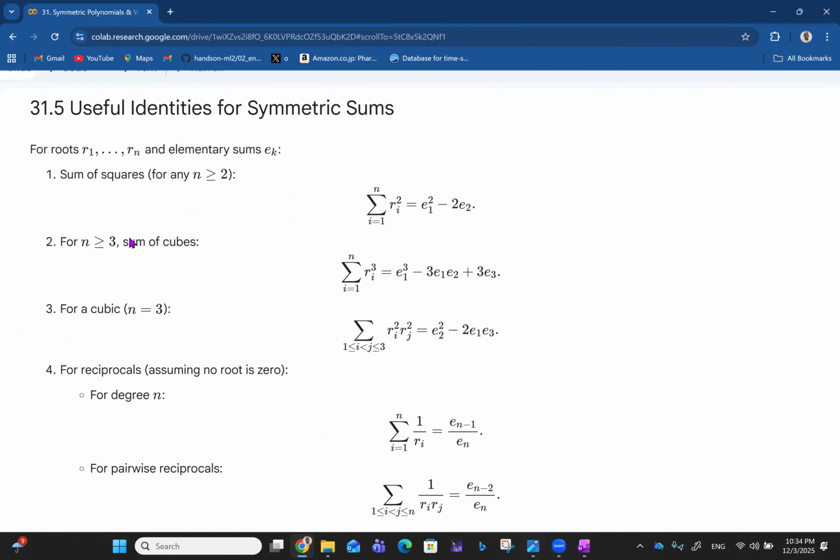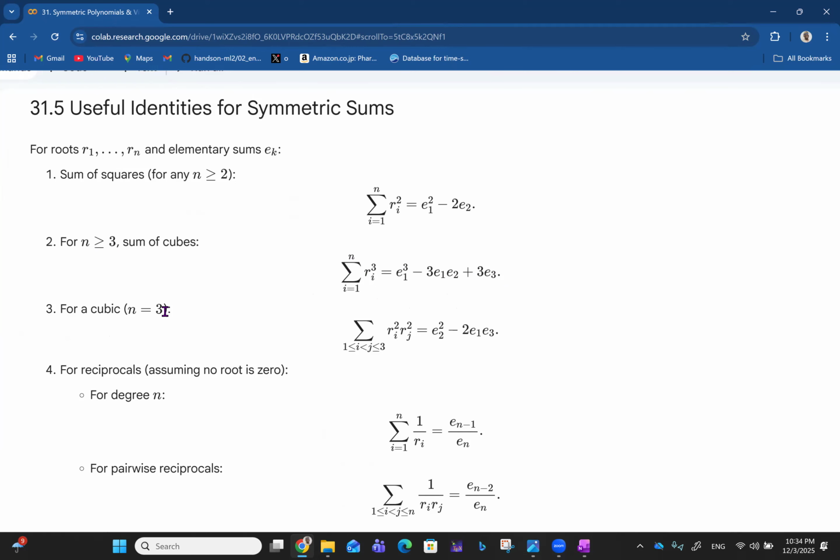So for n greater than or equal to 3, for the sum of cubes now, summation from i equals 1 to n of the cube of the roots, that's R1 cube plus R2 cube plus R3 cube and so on and so forth, gives us E1 cube minus 3E1 E2 plus 3E3.